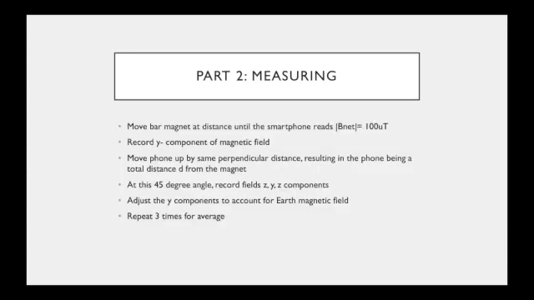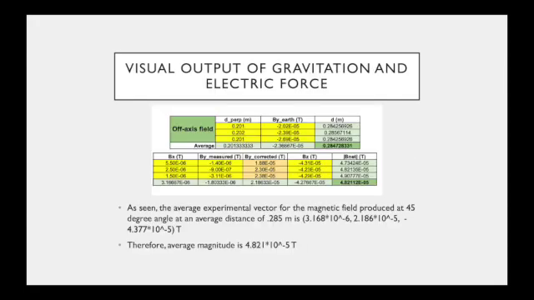In part 2, the bar magnet was placed at a distance where B net equaled 100 microteslas. The y component was recorded, and the phone was moved vertically upward to the same perpendicular distance. At this 45-degree angle, the x, y, and z components of the magnetic field were recorded, and the y component was adjusted to account for Earth. This is my data from part 2.